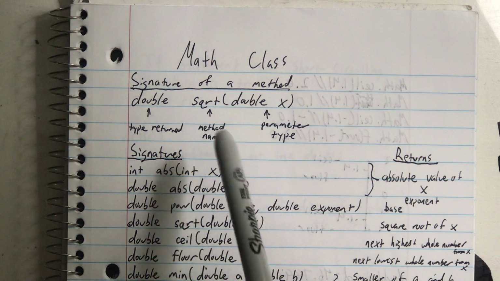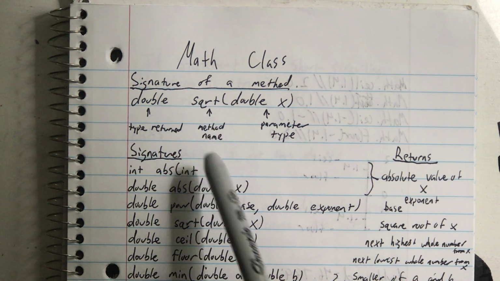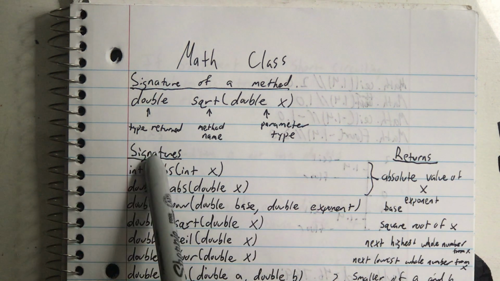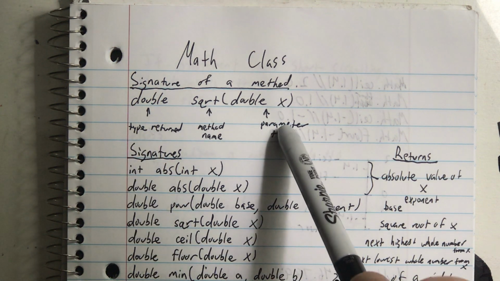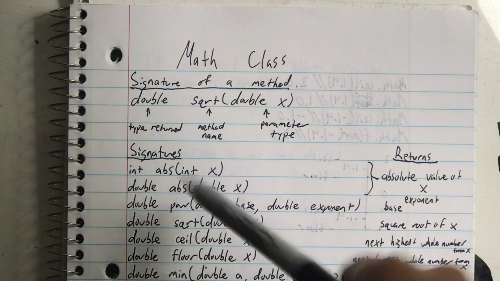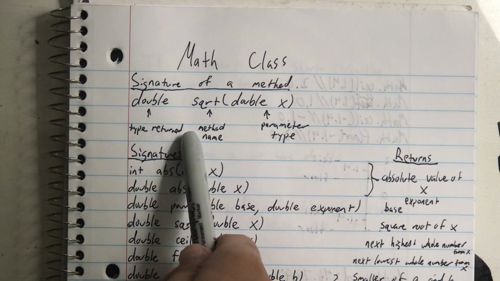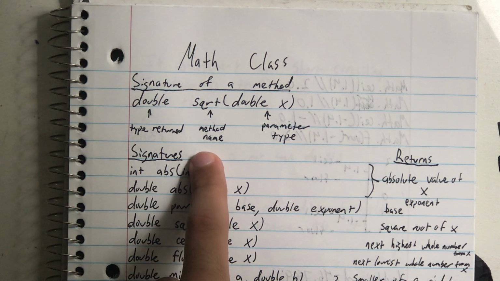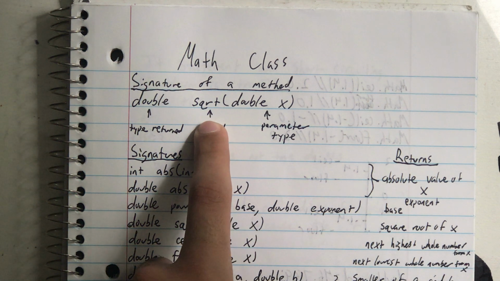So for example, if you want to use a square root method, then you would have to type in double sqrt, and inside the parentheses, double x. So this double means the type returned. So let's say you're gonna put 4 as x. It's gonna return 2.0, because the type returned is a double. And the method name is square root. It's called sqrt, meaning you're gonna take the square root of something.